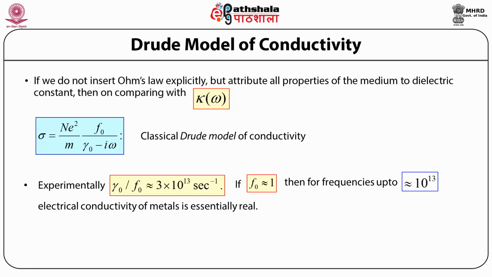Putting in the experimental value of various quantities, we get gamma naught over f naught equals 3 into 10 raised to power 13 per second. Assuming f naught equals 1, we see that for frequencies up to 10 raised to power 13, the electrical conductivity of metals is essentially real and independent of the frequencies. This range is well beyond the microwave region, where omega goes up to around 10 raised to power 11.